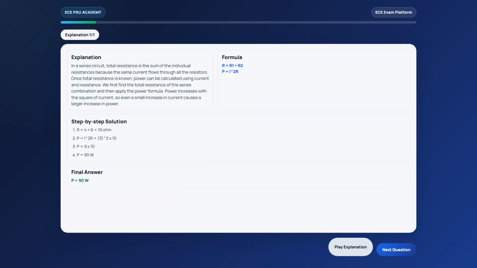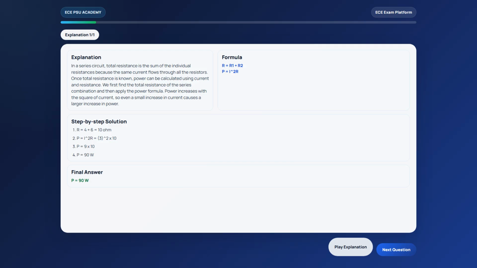In a series circuit, total resistance is the sum of the individual resistances because the same current flows through all the resistors. Once total resistance is known, power can be calculated using current and resistance. We first find the total resistance of the series combination and then apply the power formula. Power increases with the square of current, so even a small increase in current causes a larger increase in power.